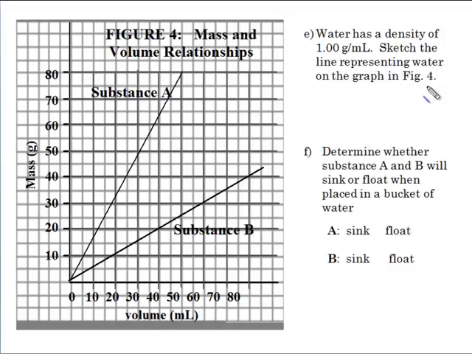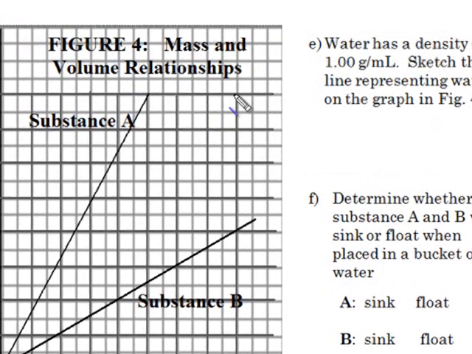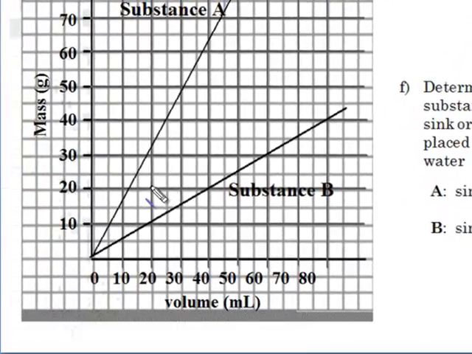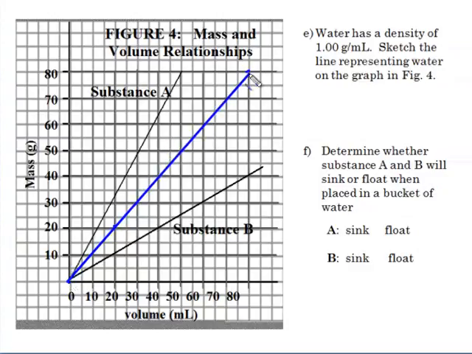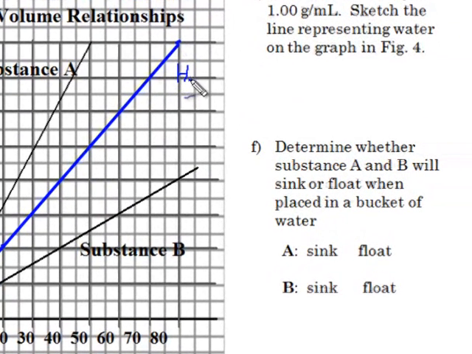Okay, so if I have a density of 1, what that means is for every 1 milliliter I have 1 gram. So pretty easy to do that. 80 grams is going to be 80 milliliters, so I'm just going to put a point there. And I can give any other point. 20 grams is going to be 20 milliliters. Or I can even say 0 grams is 0 milliliters, because if I have no volume, I have no mass. If I have no mass, I have no volume. So let's just make this line. And this is what we're going to end up with. And I'm going to label this water.